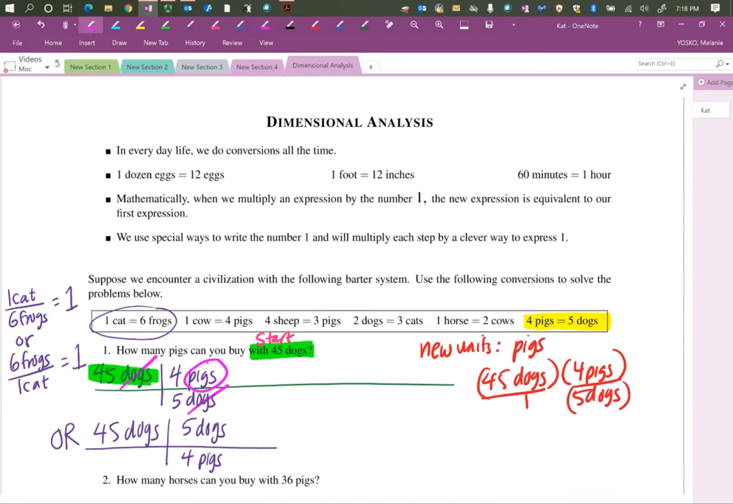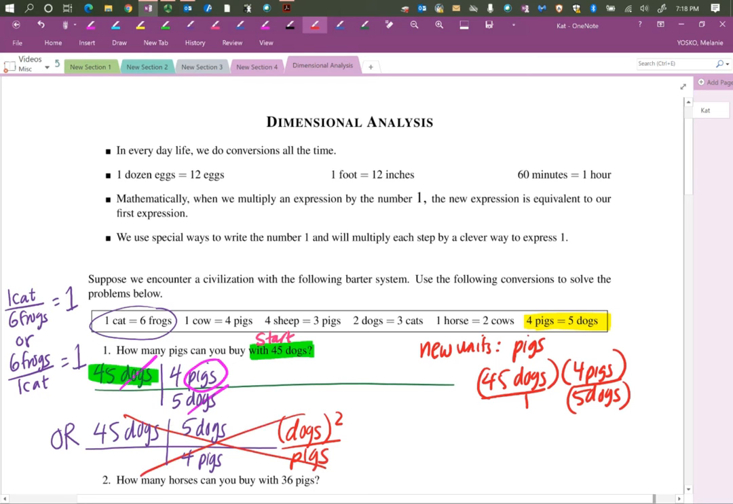If you look here at the bottom one, you have dogs times dogs. That's dogs squared divided by pigs. The units here will be dogs squared over pigs. That's not the units we want. So here our new units will be pigs.